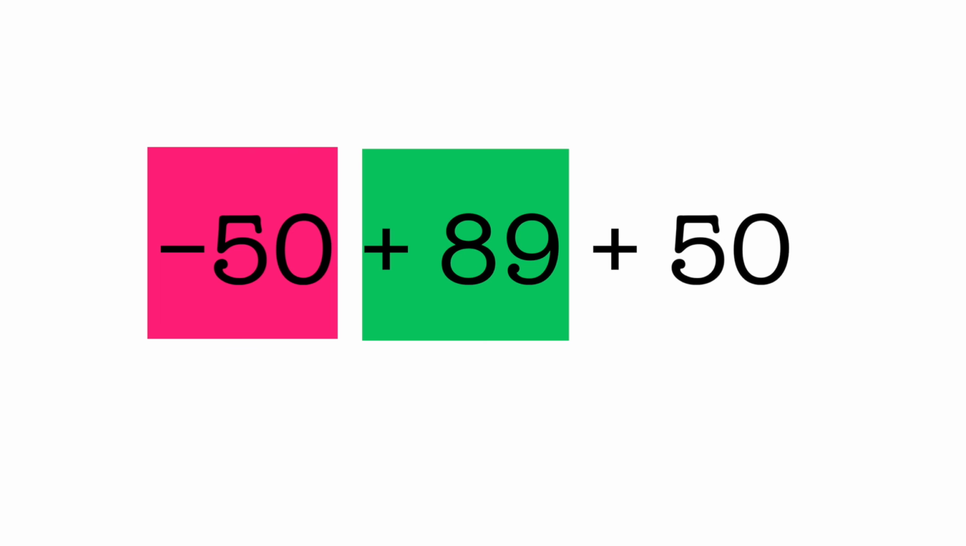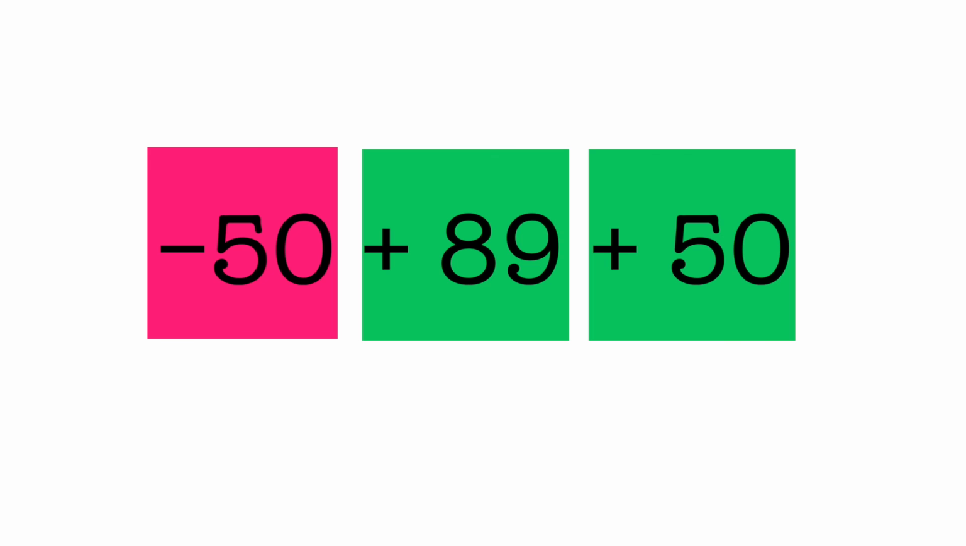Negative 50, positive 89, and positive 50. Now notice within the expression that we have negative 50 and positive 50, which are additive inverses. Now remember, the sum of any additive inverses is equal to 0. I'm going to use this information and apply the commutative property to combine negative 50 and positive 50 first. This leaves me with positive 89 as our answer.